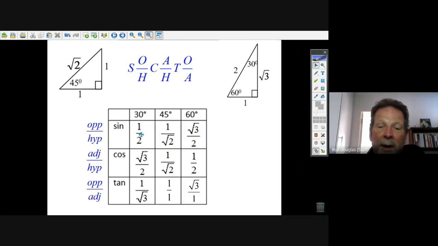Let's try another one. Say they say the tangent of 45 degrees. Well, you go tangent is opposite over adjacent, go to 45 degrees. Now, don't just put 1. They don't like that. They want to see that you're using the triangle. So opposite is 1, adjacent is 1, tangent is opposite over adjacent, so 1 over 1. The tangent of 45 degrees is 1 over 1.